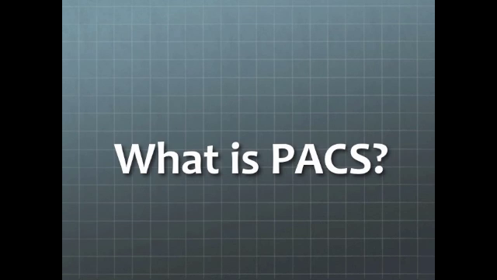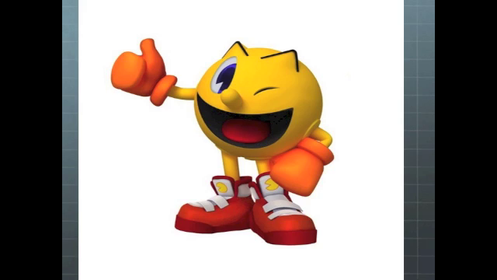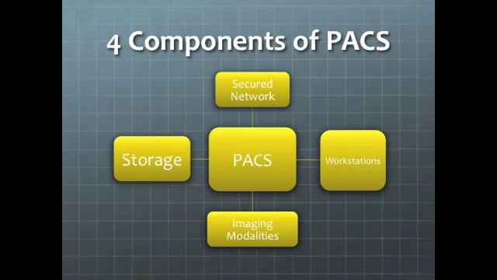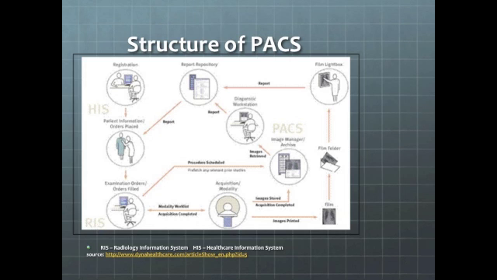PACS removes the need to manually file, retrieve, and transport film jackets, thus saving time, space, and money. The universal format for PACS image storage and transfer is DICOM. DICOM stands for Digital Imaging and Communications in Medicine. Non-image data is sent in PDF format. PACS consists of 4 components: storage, secured networks, workstations, and imaging modalities.